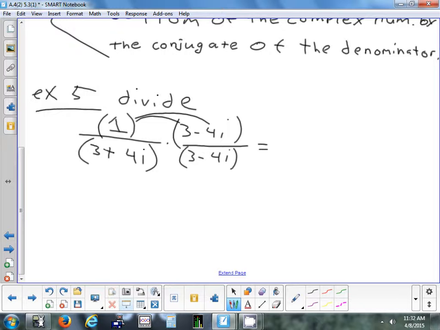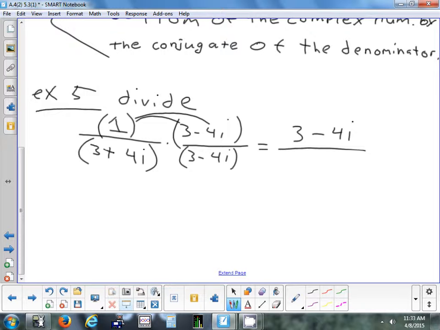So what do I get in the top? I get 1 times 3, right? Minus 1 times 4i. We're just multiplying the top by 1. Nothing changes. Any question why the top stayed the same this time? The only time it would ever stay the same is if you multiply by 1.